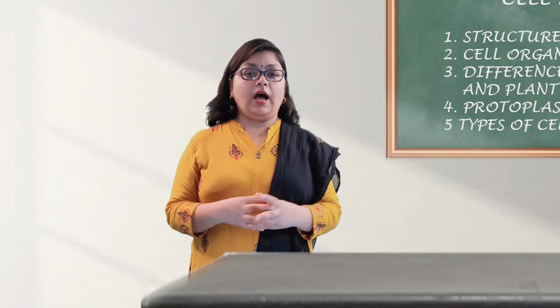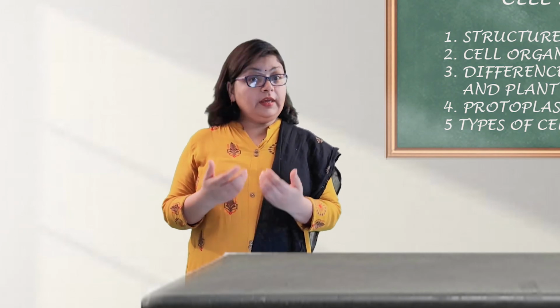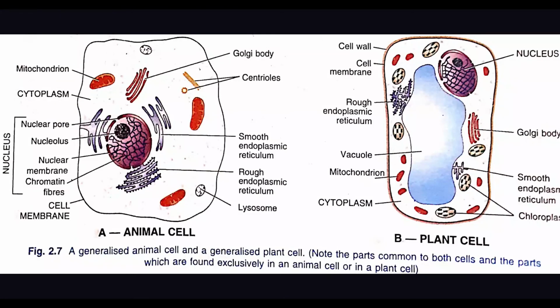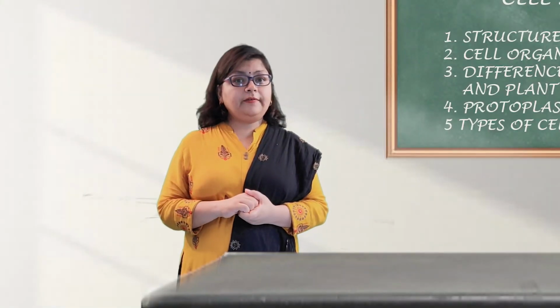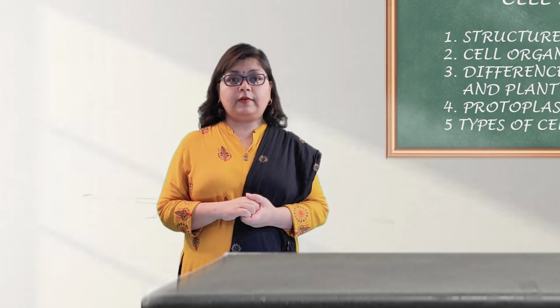So children, after studying the structure of a cell and all the cell organelles, we can define the cell as: the cell is the basic structural building block of living organisms consisting of protoplasm enclosed by a cell membrane with an additional cell wall in plant cells and having a nuclear membrane or without it. So children, here we end with the chapter, that is the cell unit of life.